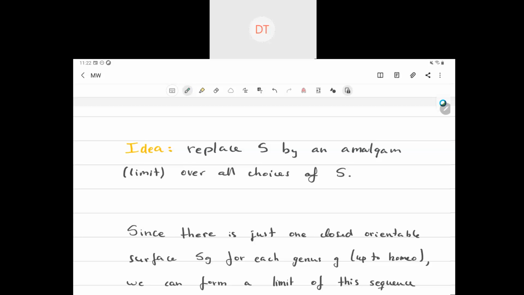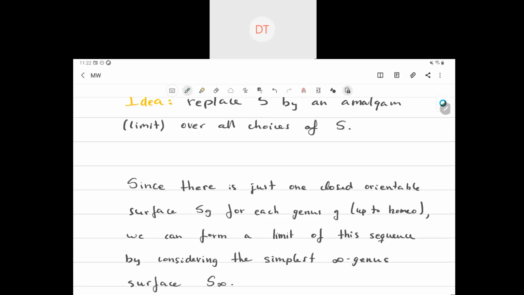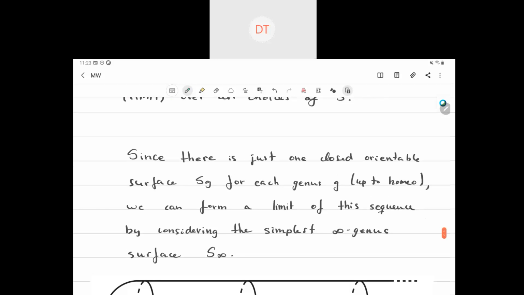Now we really do use that S is a surface, because S is a very nice surface at that. S is a closed orientable surface. And we know that for every genus, we have just one of those up to homeomorphism. So let's work with those. For every genus G, let's choose one of them, and we're basically moving over all of the surfaces up to homeomorphism that we're interested in.